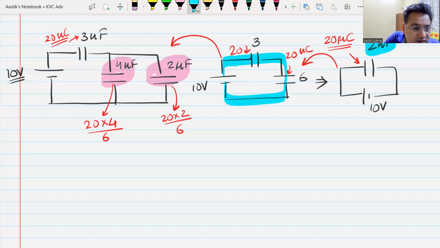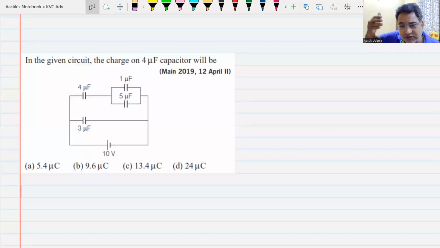Let me see how you do with this question. There are a few questions that have come in recent exams. I think one or two questions have come in this exam also. The papers are there with me, but it becomes very difficult for me to see each and every paper and get the questions from there unless they are at one place subject wise. This is 2019 JEE. In the given circuit, what is the charge on the 4 microfarad capacitor? I'll give you 2 minutes to give me the answer.